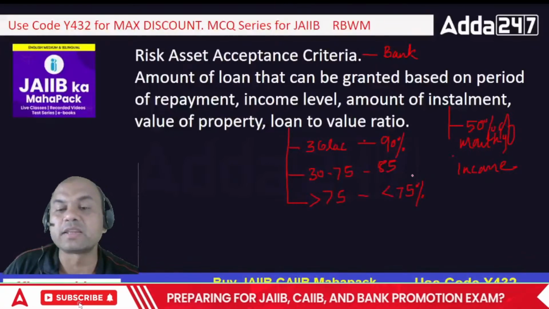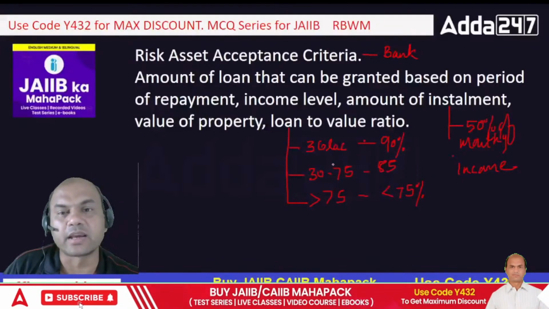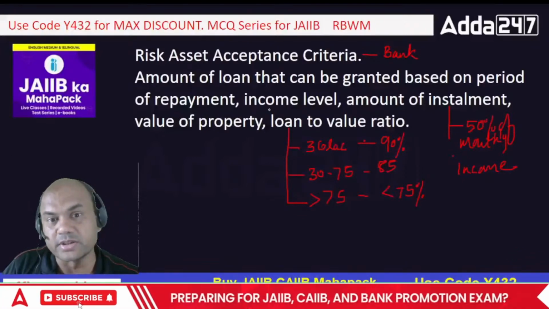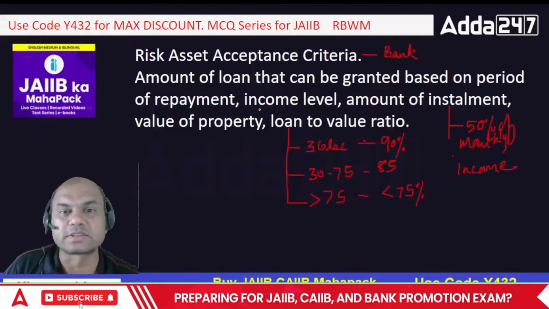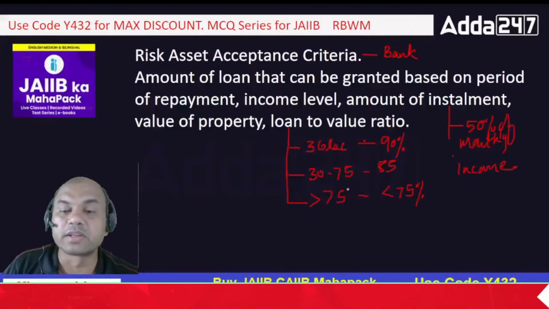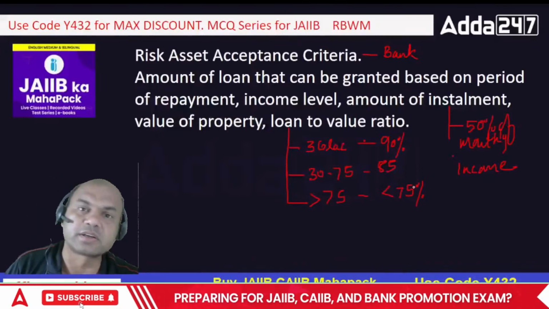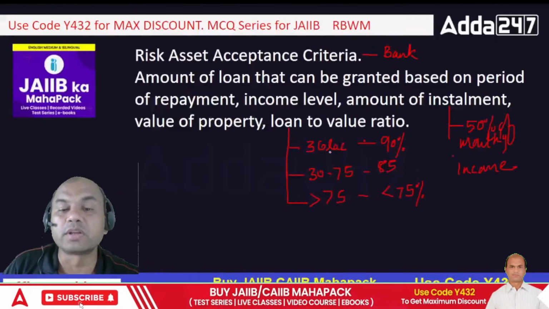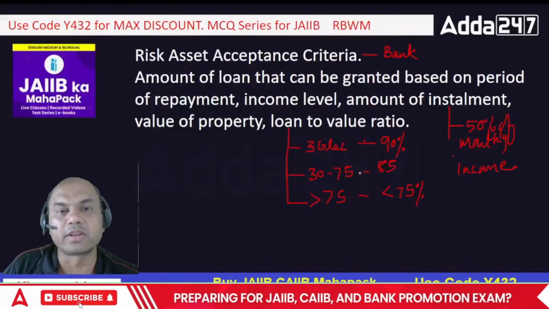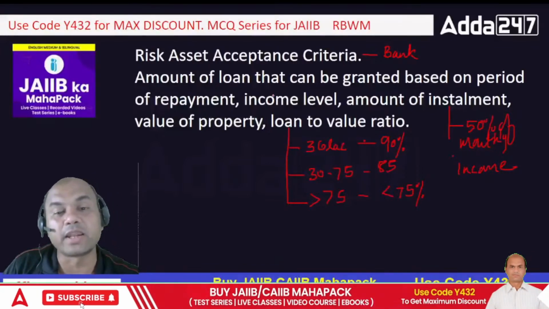From 30 to 75 lakhs, it is 85%. So if I'm having a house of 60 lakhs, I can give 85% of 60 lakhs, depending on the financials also. It's not that house value is 60, so I'll give 85. Depending on the financials of that person. And last one, if the loan amount is greater than 75 lakhs, then I can't give beyond 75%. If I'm buying a house of 1 crore, then 25 lakhs need to be brought by me. Only the bank will give me 75 lakhs. That is also depending on the financials.